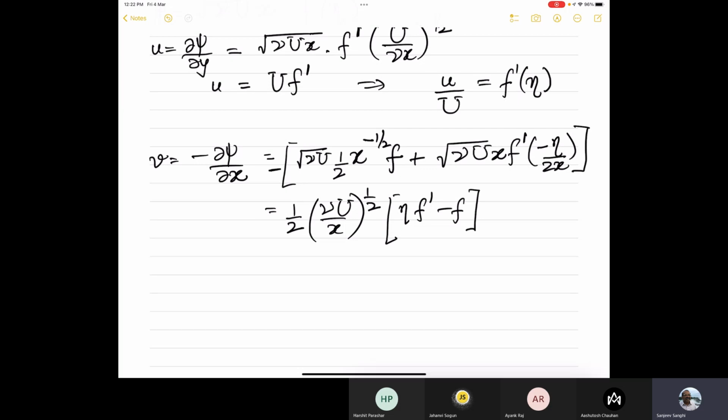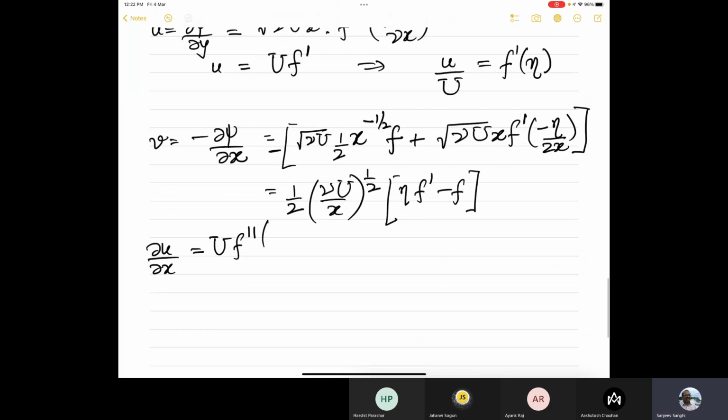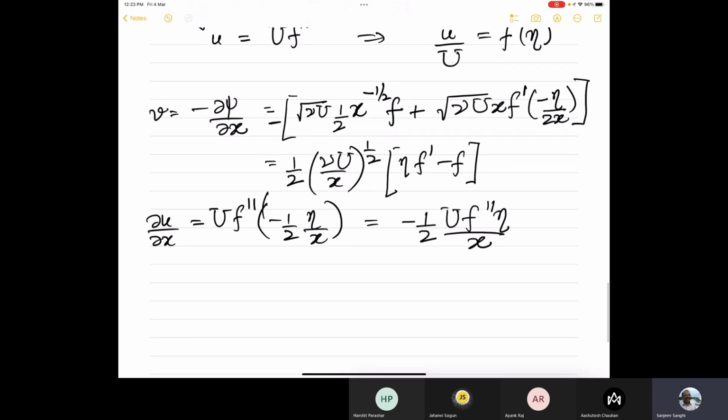Now we need to find u du by dx. So we write partial u by partial x. We will need partial u by partial x is equal to capital U times f prime. So the derivative of f prime is f double prime times partial eta by partial x. What is partial eta by partial x? Minus half eta by x. So times minus half eta upon x. So this becomes equal to minus 1 by 2 capital U f double prime eta divided by x.